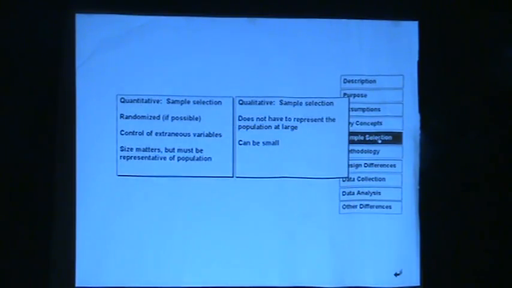In terms of sample selection, quantitative, randomized sampling if possible is the best. Control of extraneous variables, and sample size matters, but it must be representative of the population. That's the most important, that the sample is representative of the population. Qualitative research does not have to represent the population at large, and the sample can be small. Qualitative, again, is looking at understandings of some existing groups or things that are going on, not generalizations to populations at large.